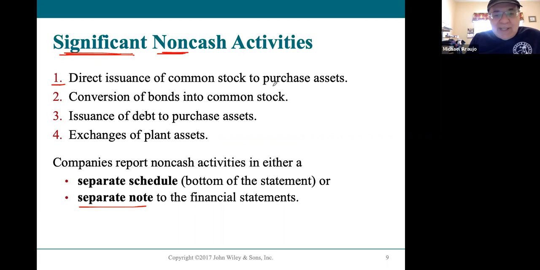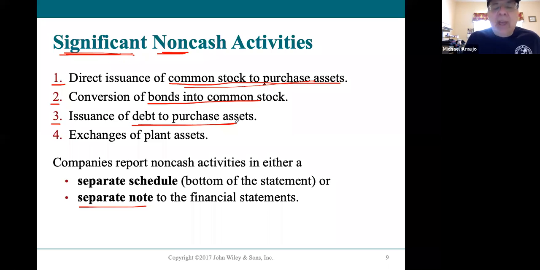Sometimes companies buy assets with stock. And so they will issue common stock to purchase land and a building. Well, there's no cash involved in that, and so it's a non-cash activity. Some companies have convertible bonds, and they'll convert those bonds into stock. No cash is exchanged. It's just the bond is being paid with shares of stock, no cash. So that's a non-cash activity. Usually if they issue debt to buy assets, just like here, they issued stock to buy assets. They can also issue bonds to buy assets. Again, there's no cash involved.